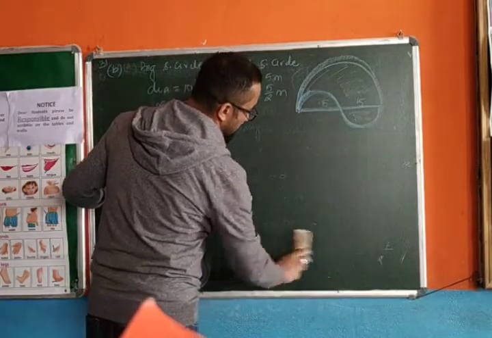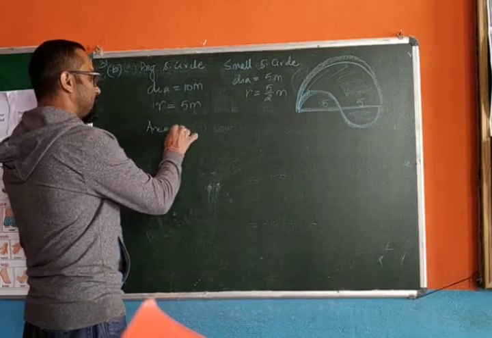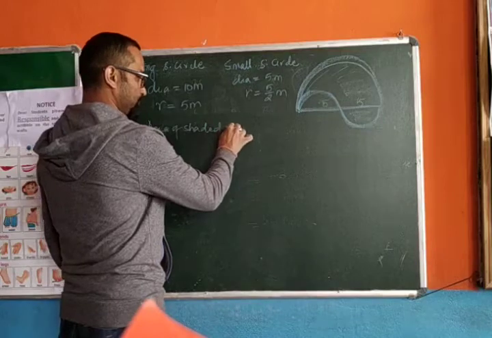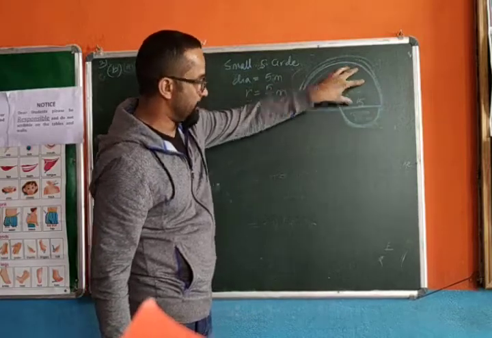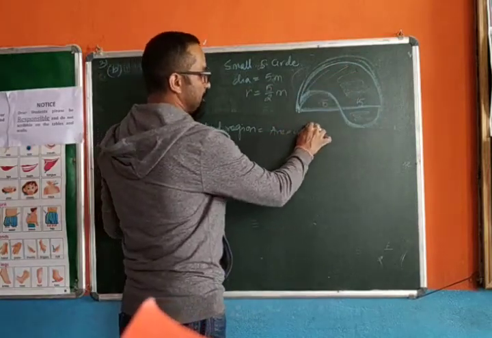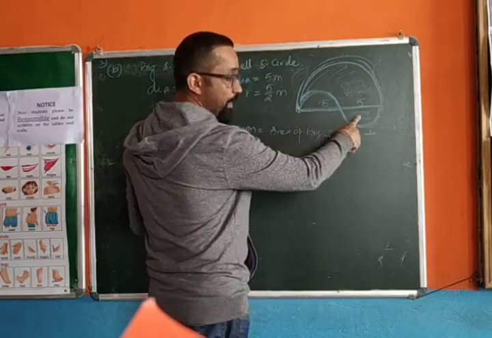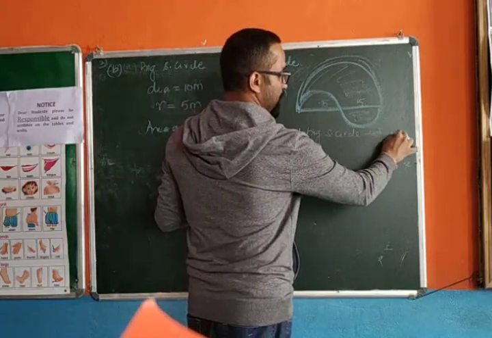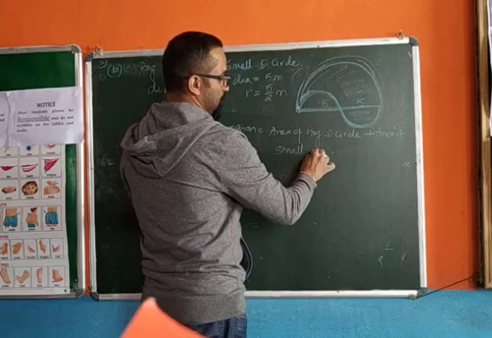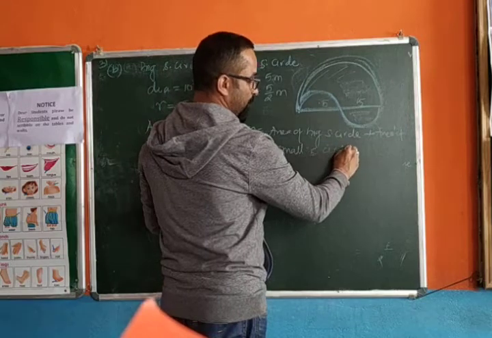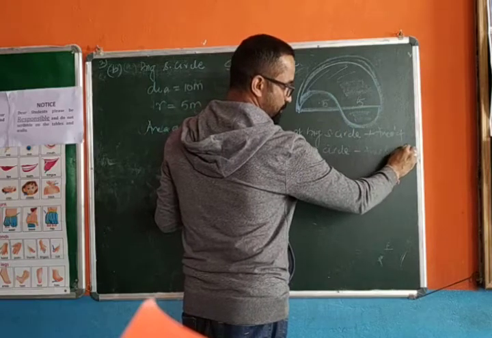Second part question says that calculate the area of the shaded region. Area of shaded region. Big semicircle's part is shaded. Area of big semicircle plus small one is also shaded. Area of small semicircle. This portion is not shaded, so you subtract. Area of small semicircle.